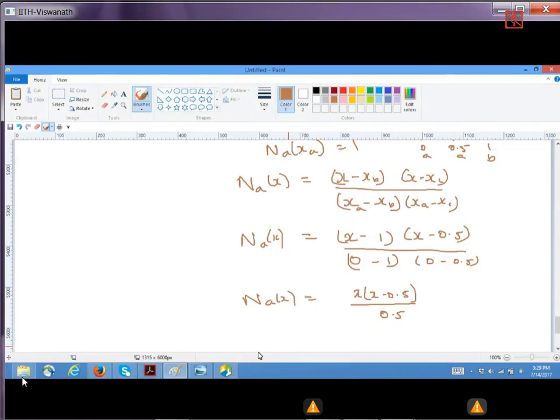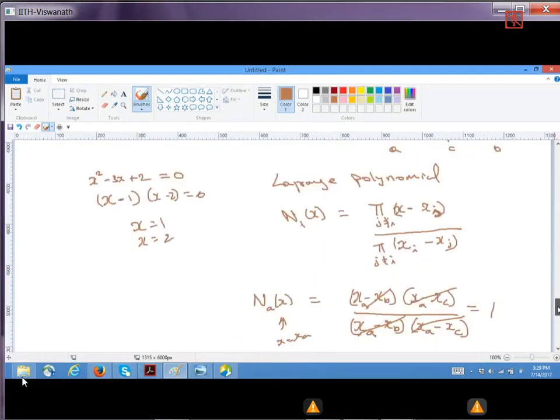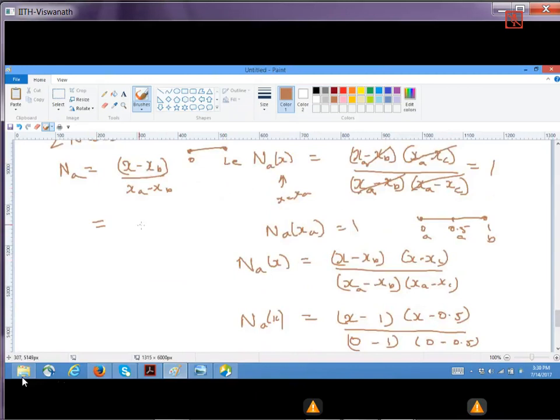Or I can apply the same thing to the two noded element. For the two noded element, Na equals (x minus xb) divided by (xa minus xb). So this is 0, this is le. That means this equals (x minus le) divided by (0 minus le), which equals 1 minus x by le. This is what we derived earlier also by doing comparison.